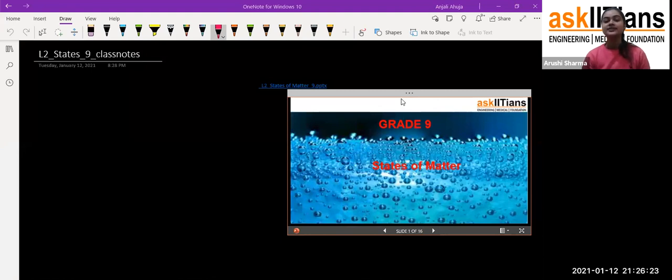Fine, students. So today the chapter we are going to start is states of matter. So the chapter name we can write down here: the states of matter. Today we are going to have a general discussion about the states of matter, and it will be a very interesting chapter, very easy, and very scoring.